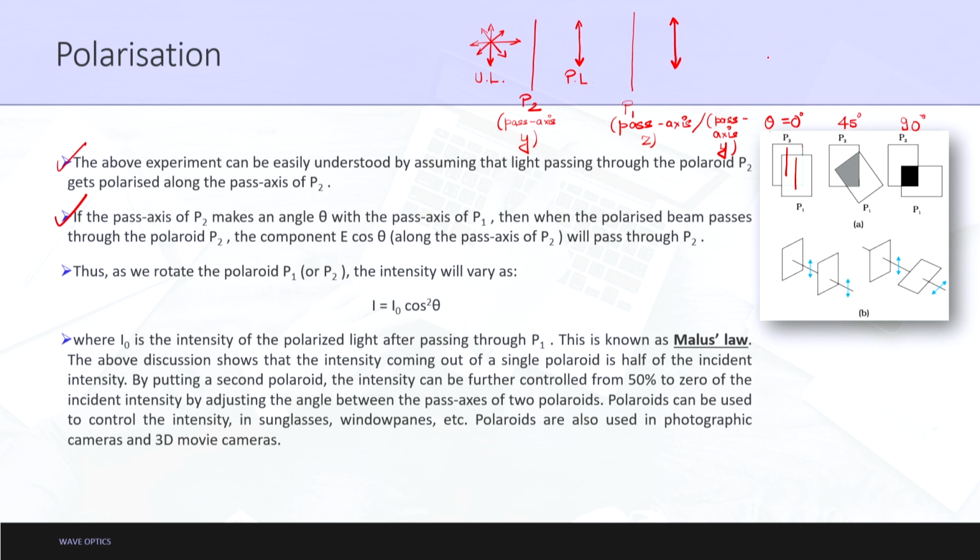So let us suppose we are trying to make a scenario where, let me explain it here. Let us suppose this is one of the unpolarized light.